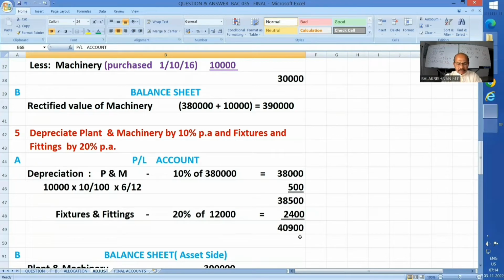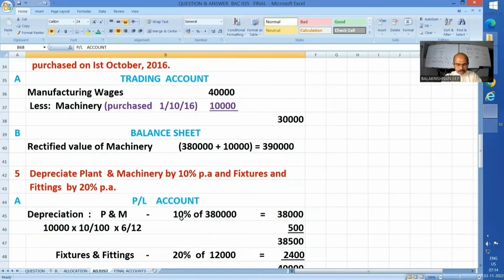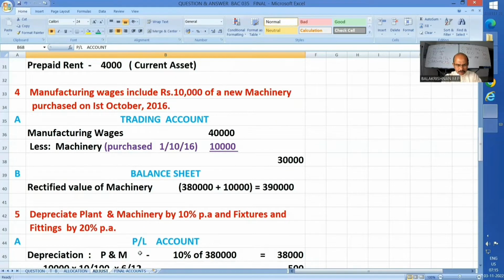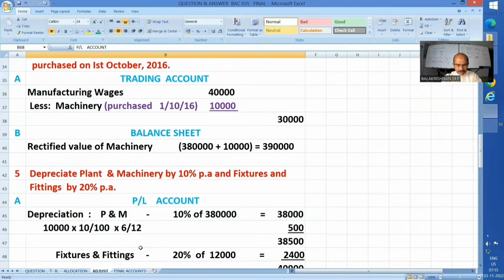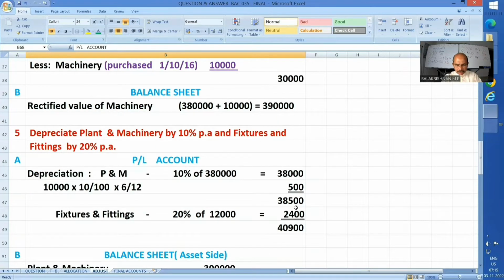Depreciate plant and machinery by 10% per annum and fixtures and fittings by 20% per annum. Well, as far as plant and machinery is concerned, the first one sustained throughout the year, 10% of 3,80,000, that is 38,000. And be careful, the next one sustained only for 6 months. Why? We purchased it on 1st October 2016. That means October to March, 6 months. So 10,000 into 10 by 100 into 6 by 12. That comes to 500 rupees. So total depreciation as far as plant and machinery is concerned, 38,500.